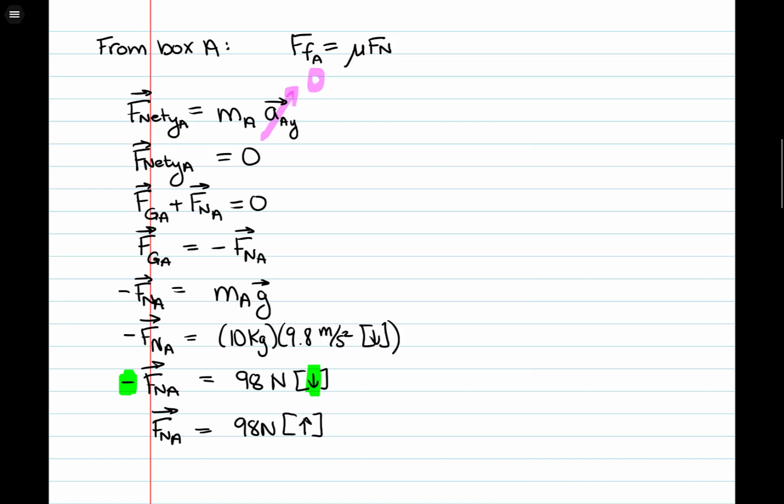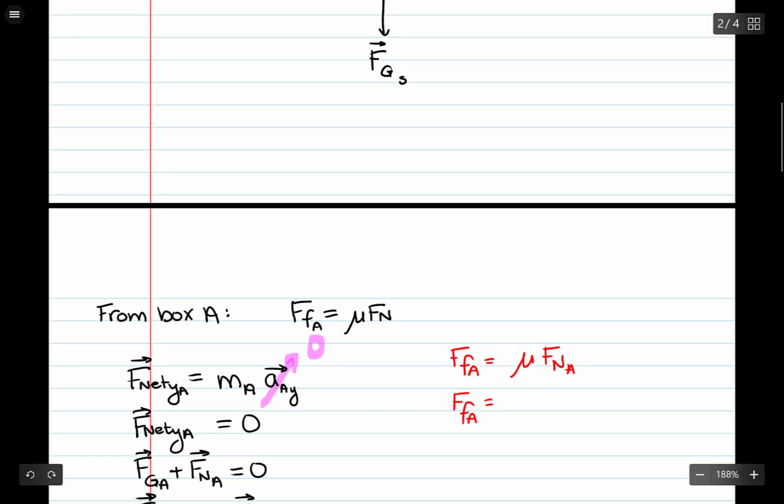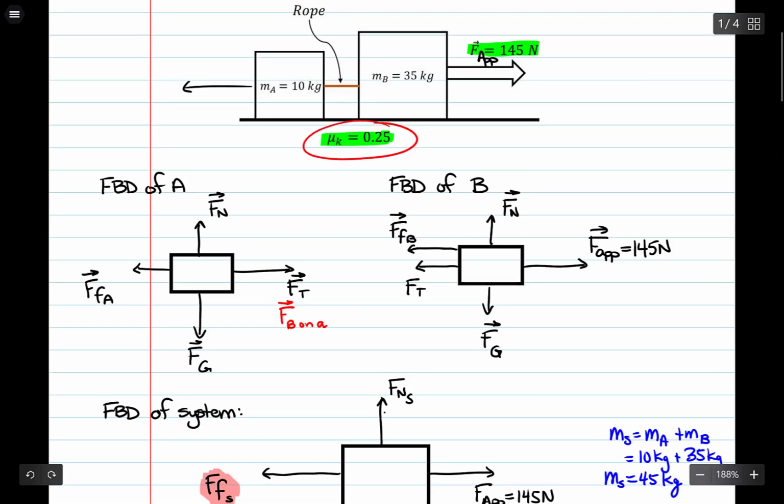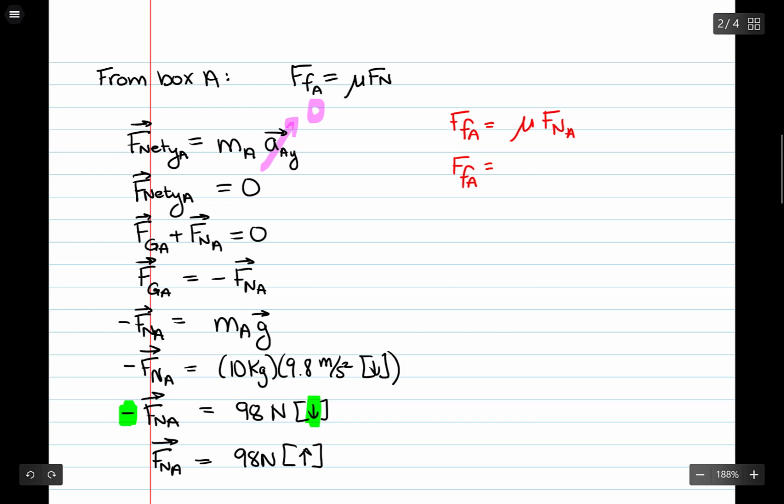So that should give us enough information that we can find the friction force on box A. So let's go ahead and do that. So the friction force on box A is equal to mu Fn. Now we know what Fn on box A is. We also know the coefficient of friction, and the coefficient of friction in this problem is 0.25, and that was given to us at the bottom of our picture. So the coefficient of kinetic friction is 0.25, no units on our coefficient there, but it's multiplied by 98 newtons.